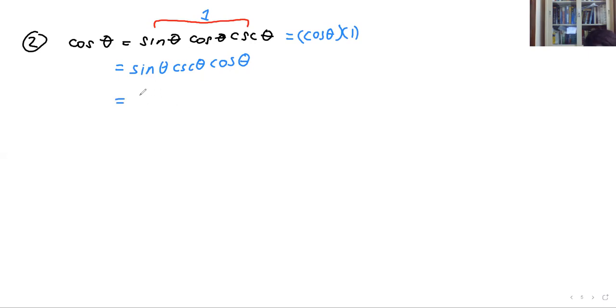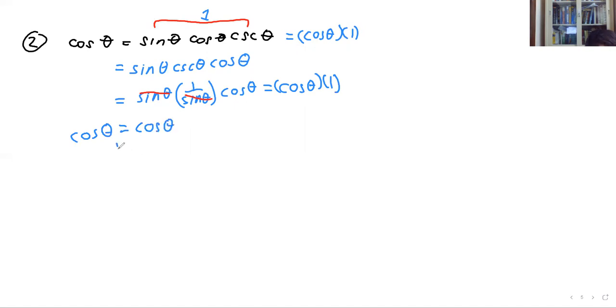Other than that, we can go back to sine theta times 1 over sine theta. This will cancel out. And then again times cosine theta. So that will become 1 times cosine theta. So cosine theta is again equal to cosine theta. That is correct. Okay, so let's go to number 3. That is pretty easy.